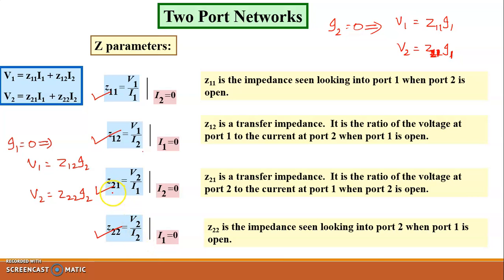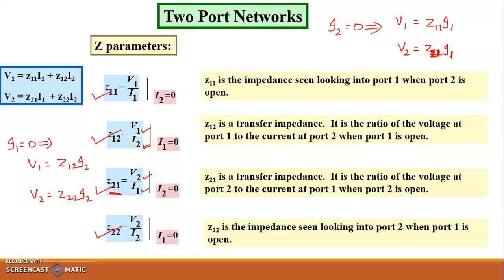So the suffixes are actually giving the representation of the numerator and denominator. Okay, 2, 1 in this says that we have V2 by I1. Always Z will be the ratio between V and I. 2, 1 indicates V2 and I1, and 1, 2 indicates V1 and I2. So the designation will be like that.